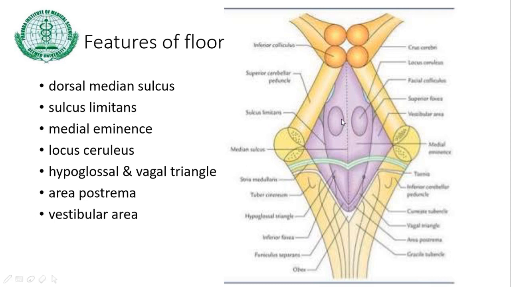Now, details of the floor of the fourth ventricle can be asked as a short note. So this figure is very important. It is known as the rhomboidal fossa as it is rhomboidal in outline. A dorsal median sulcus divides the floor of the fourth ventricle into two symmetrical halves. This is extending from the cranial angle to the caudal angle.